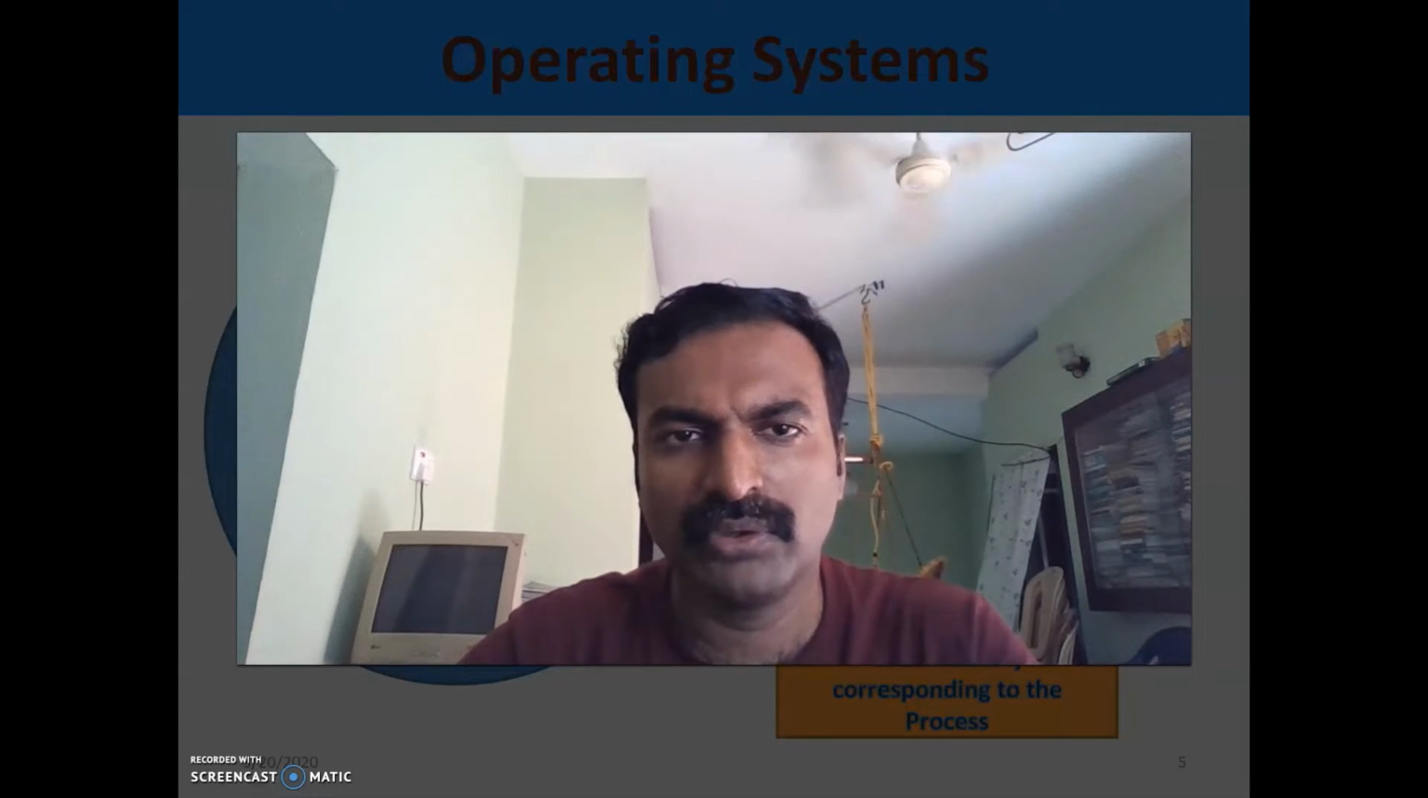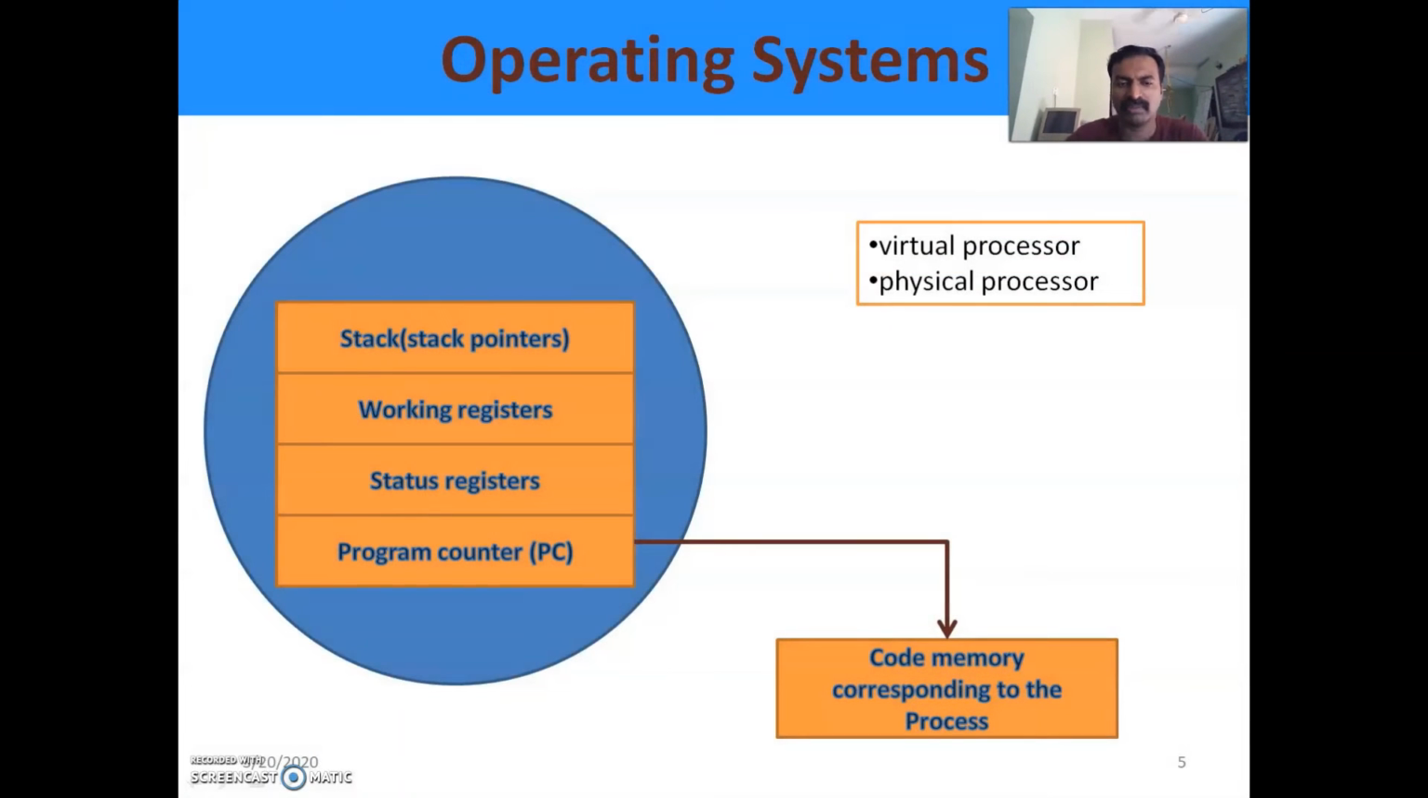Next we are going to see the structure of a process. A process mimics a physical processor. A process will have working registers. It will store the status, so there will be status registers. A program counter will point to the next instruction to be executed. It will have memory and a stack pointer, which points to the stack.